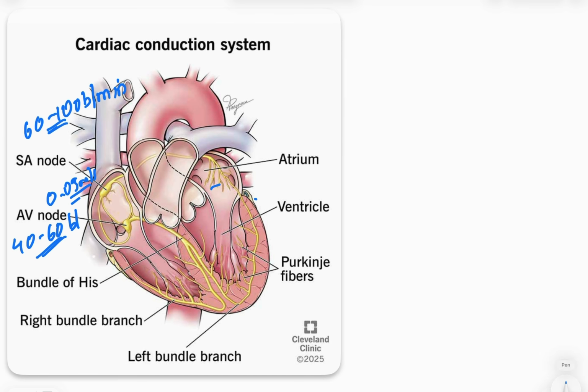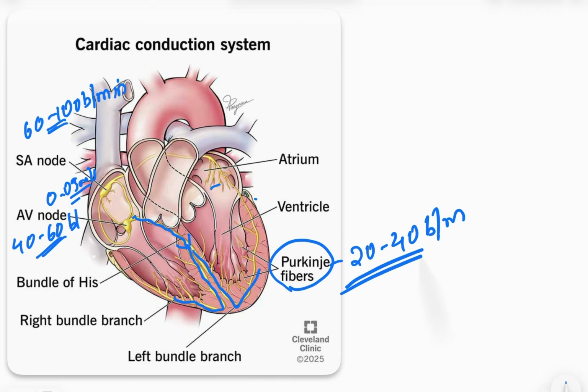What if the AV node fails? If the AV node fails, the bundle of His will receive whatever impulses we got, and then it goes to the Purkinje fibers. These Purkinje fibers can also make some impulses. It is 20 to 40 beats per minute. This question has been asked.